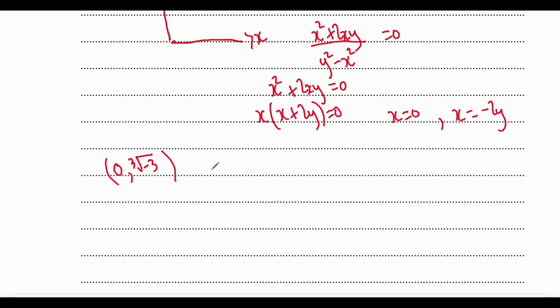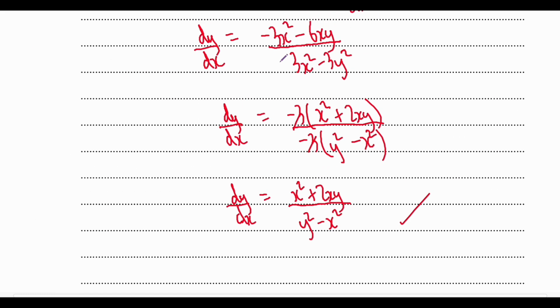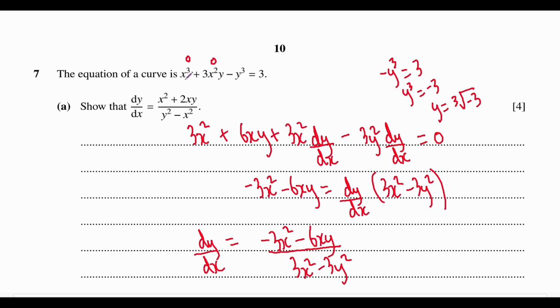And the other coordinate is minus 2y. And then, well, let's solve this equation. So x is equal to minus 2y. Well, if you put minus 2y in for x here, you'd get minus 2y cubed is minus 8y cubed plus 3 times minus 2y squared is 3 times 4y squared times y minus y cubed is equal to 3.